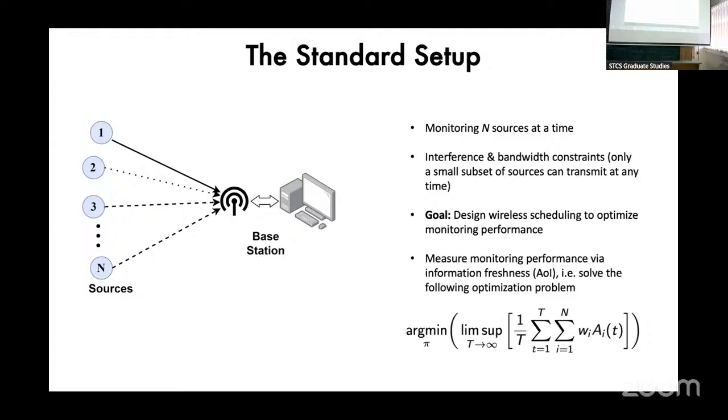So is it correct to say the inputs here are the weights and the output is the schedule? The input would be the weights, the number of sources, and the constraint that you would have. So here I kind of hand wave it.